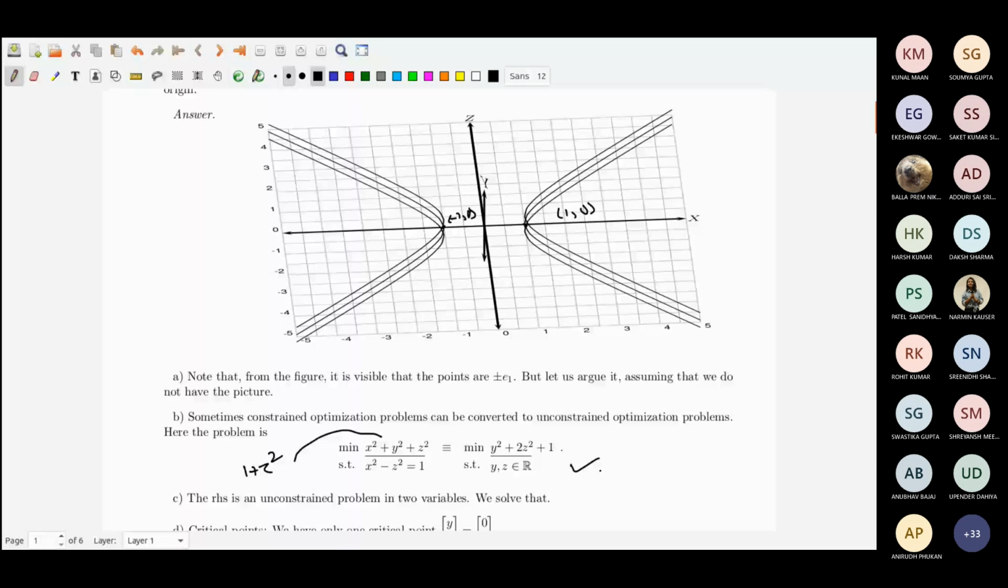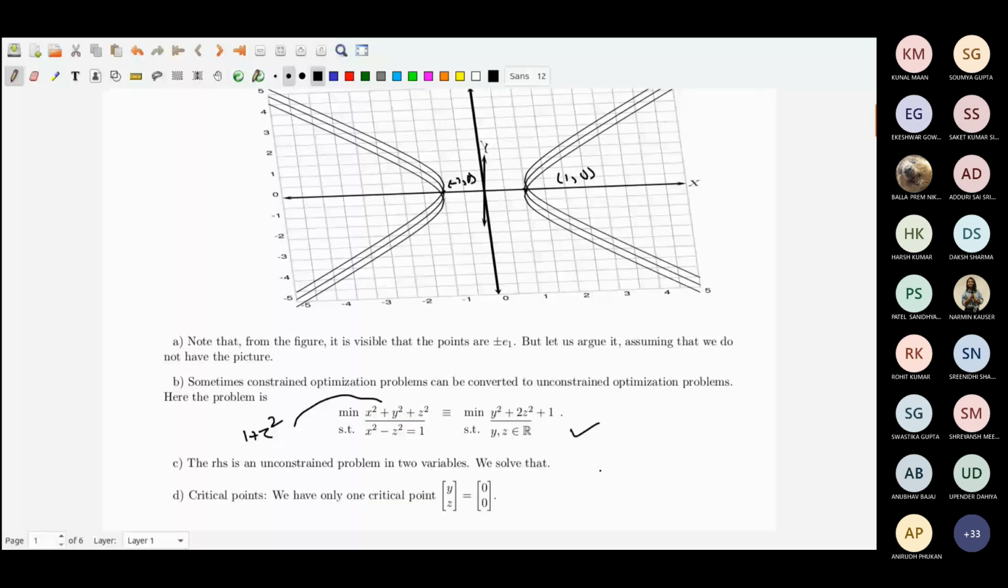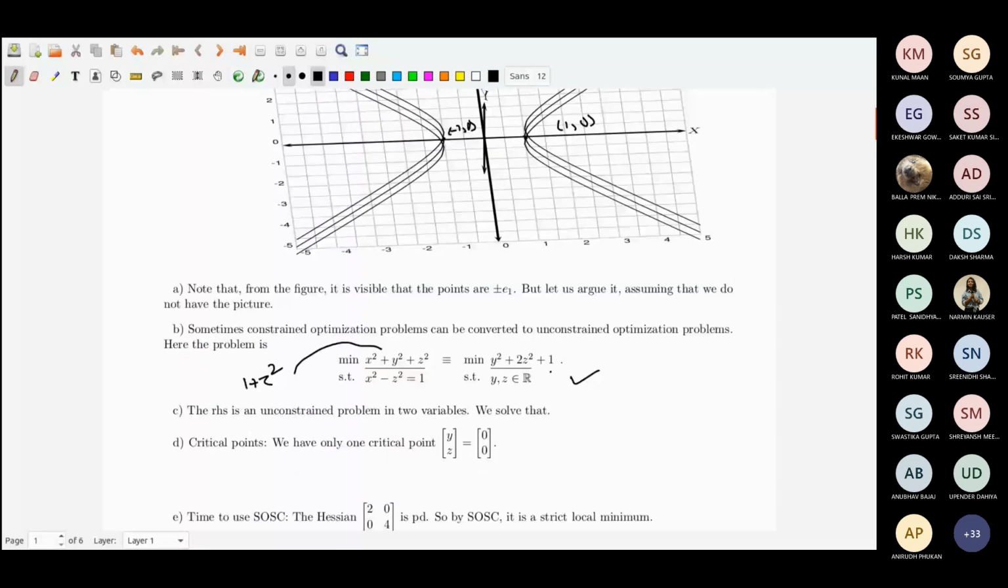And since this is an unconstrained optimization, what do you do? Your function is equal to y square plus 2z square plus 1. So you will have your grad f. You want to find out a critical point. So for grad f equal to 0, 0, you will get y, z equal to 0, 0. Fine. I have got the critical point 0, 0. Okay, so this is my critical point.